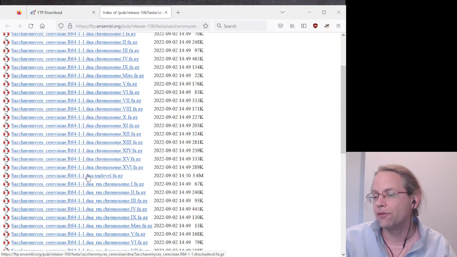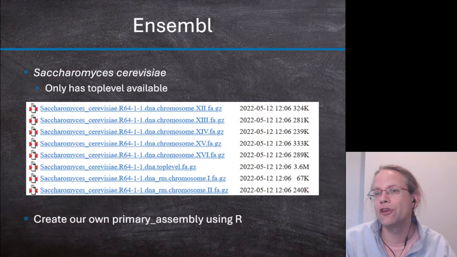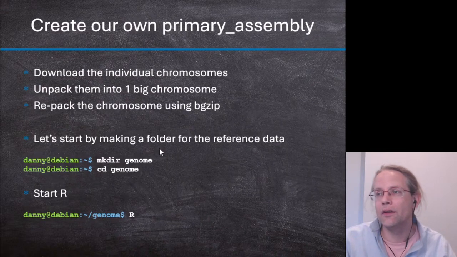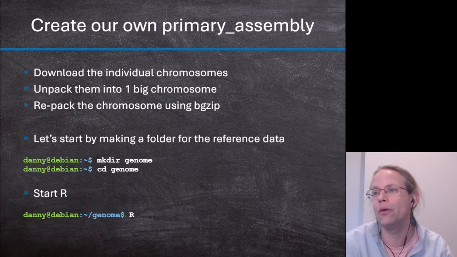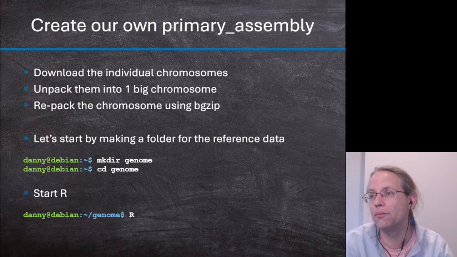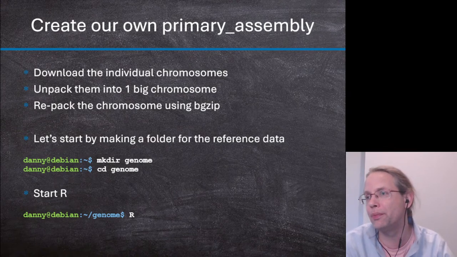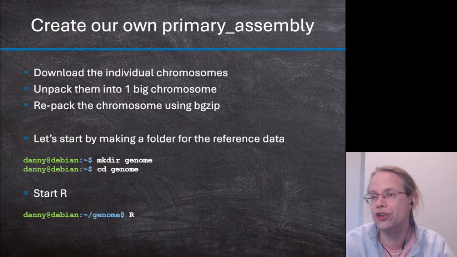Fortunately for us, it is relatively easy to make your own primary assembly. So that is what we are going to do. We are going to use R to make our own primary assembly, and it is actually relatively easy, right? It's just three steps. We have to download the individual chromosomes. Then we need to unpack these and make one big FASTA file, not one big chromosome, but one big FASTA file. And then we have to repack this big FASTA file using BGZIP.